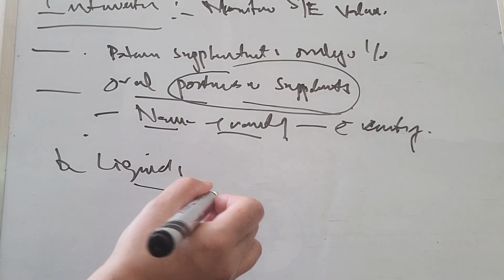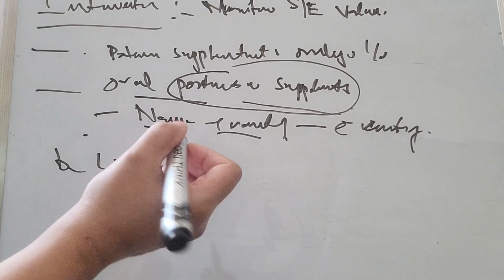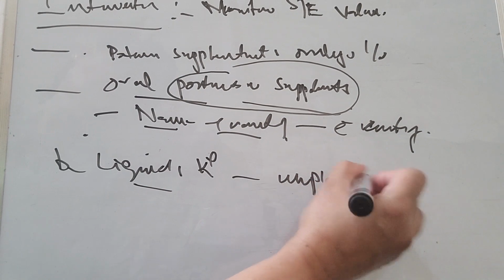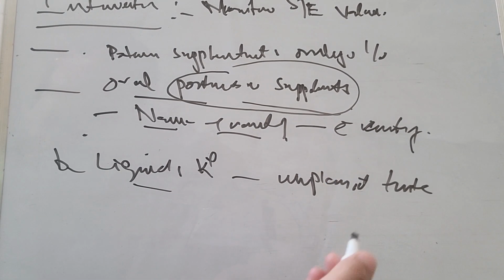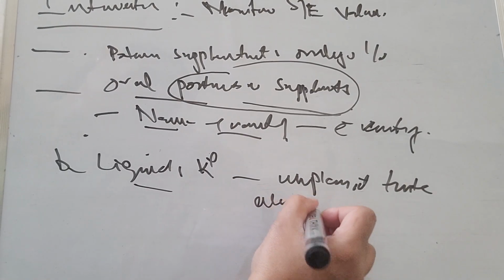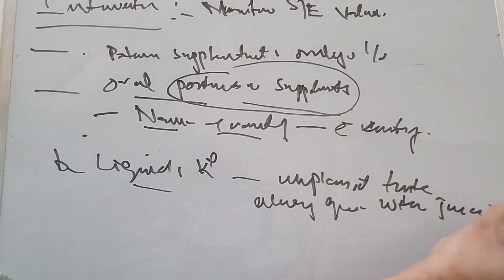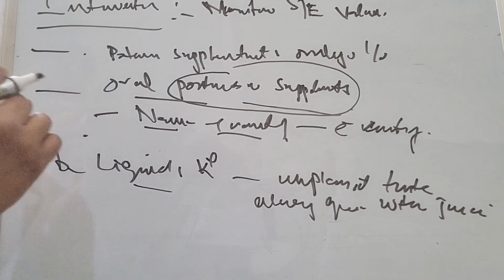Then B is liquid. If you are giving liquid potassium to the patient, potassium chloride has an unpleasant taste. So always give it with juice or any other liquid, so the taste will be better for the patient.